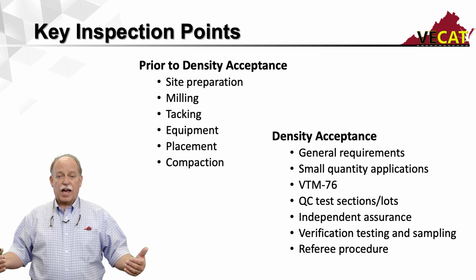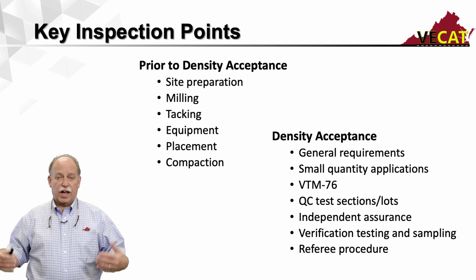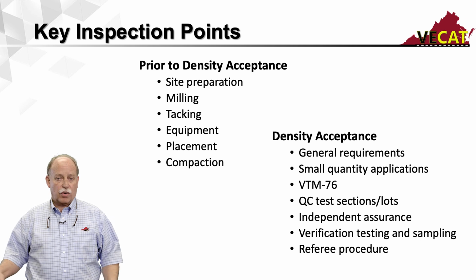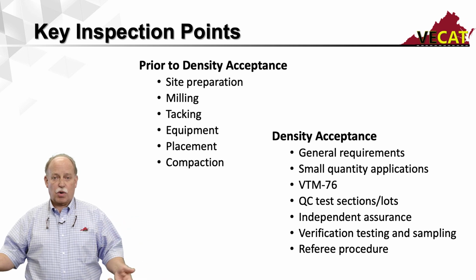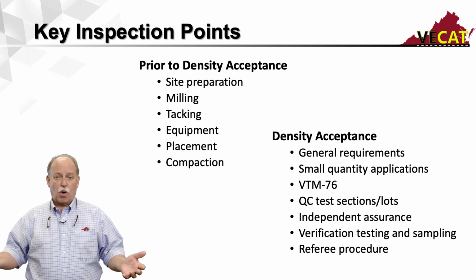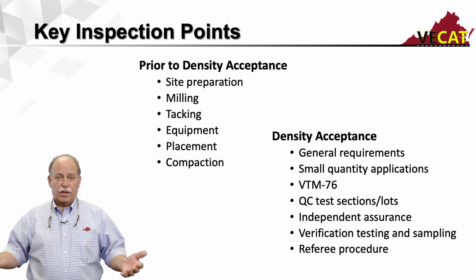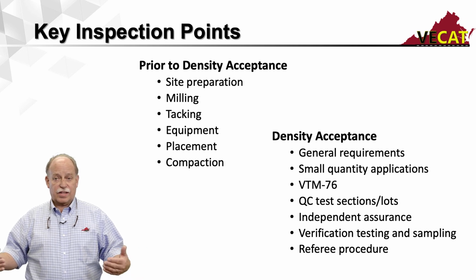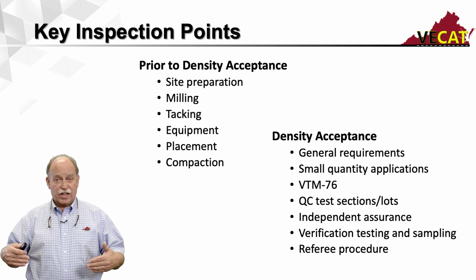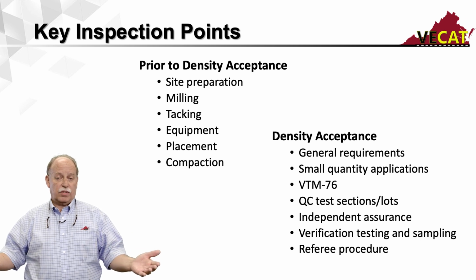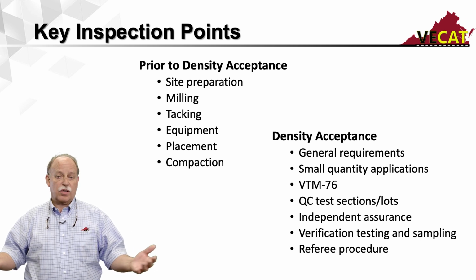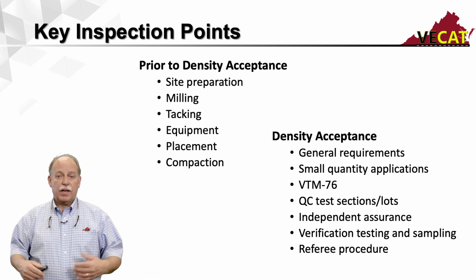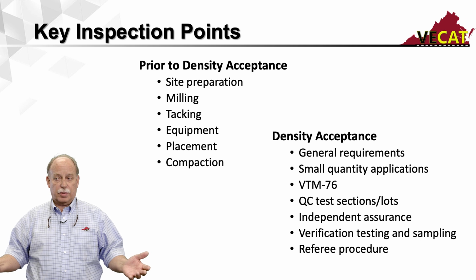And then on VDOT's side, they have to do that independent assurance. They have to verify that all the equipment's correct. They have to ensure that the testing processes are correct, and that's part of that independent assurance. They also have to do verification testing and sampling, where they actually test the material to see if it passes the specifications, just like the contractor does, say, in a lab, or when they're actually running the density test out on the roadway. They do that as a verification step.